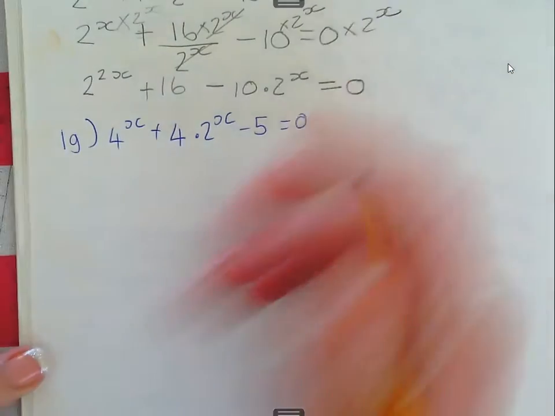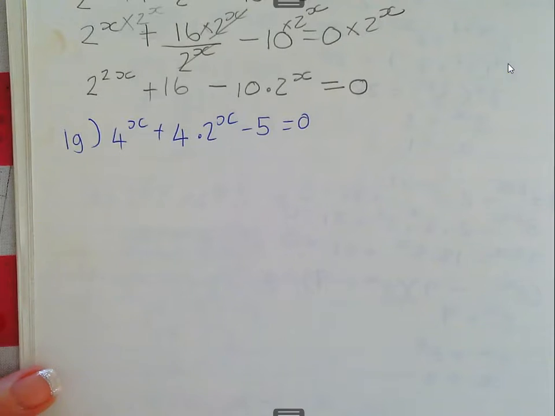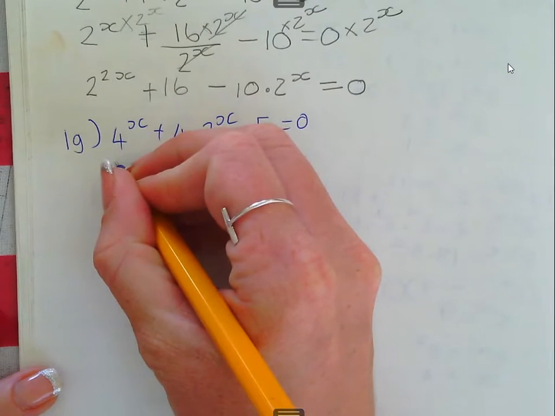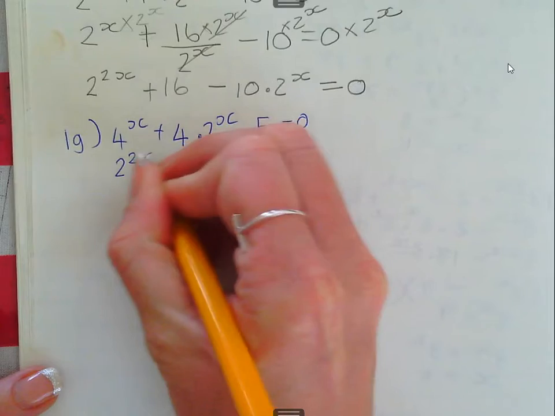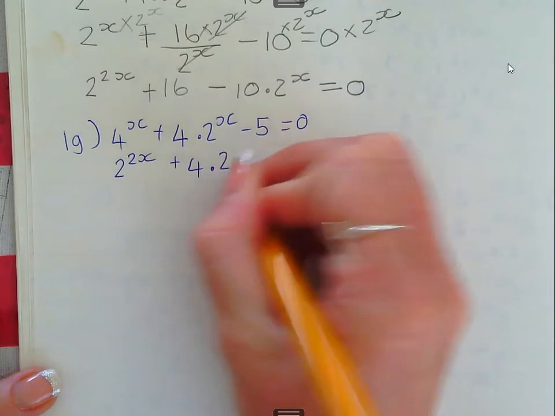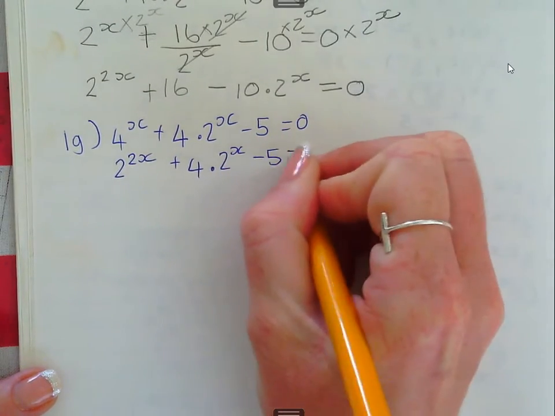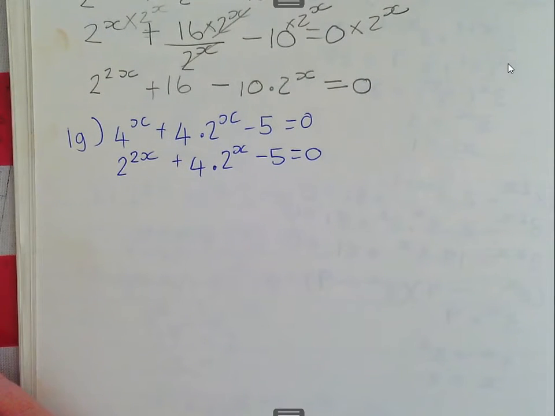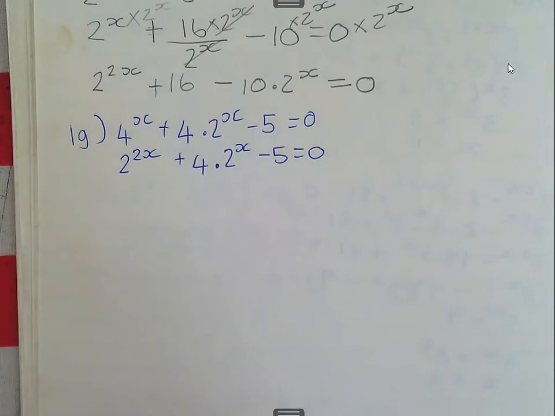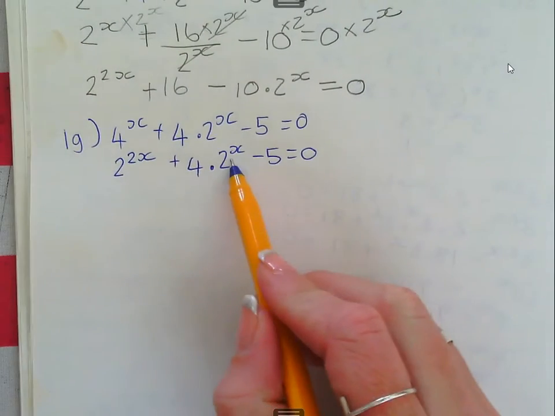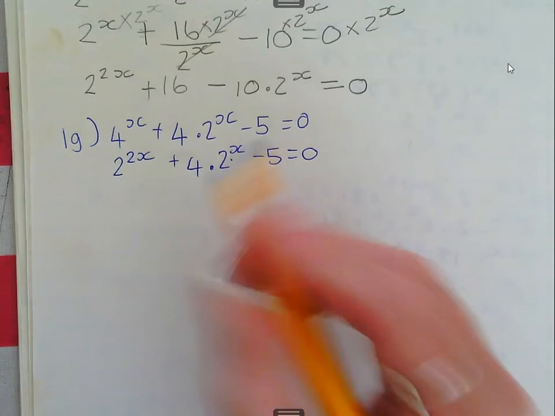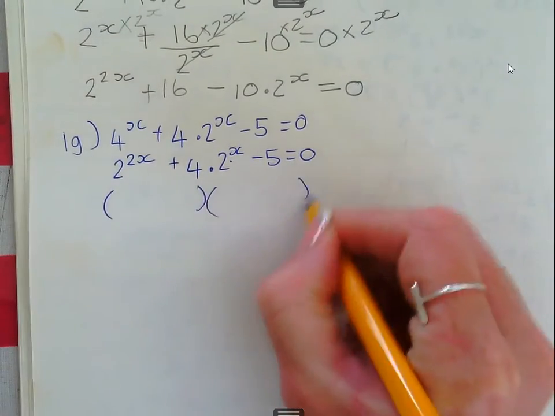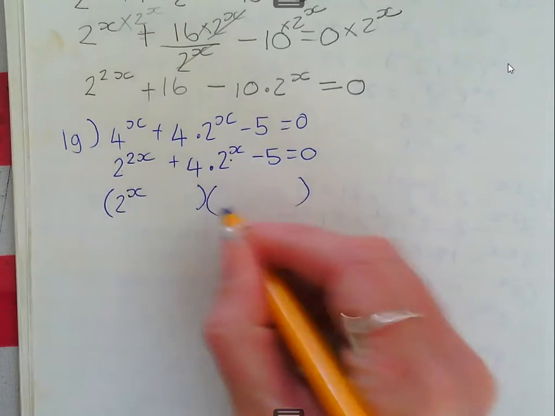Can you tell me what happened with that first 4 to the power of x? 2 to the power of 2x plus 4 times 2 to the power of x minus 5 equal to 0. So what I wanted you to realize there is that it is a quadratic trinomial because there are 3 terms and the first one, its exponent is double the second one's exponent. That's how I know it's a quadratic equation. So I put my brackets there. It's the square root of the first one.